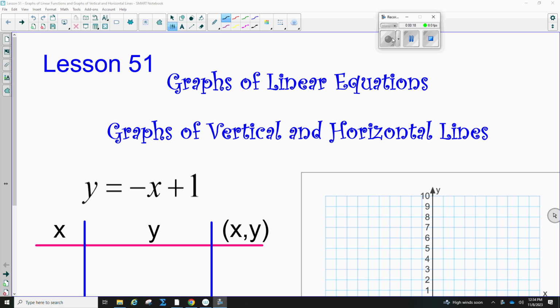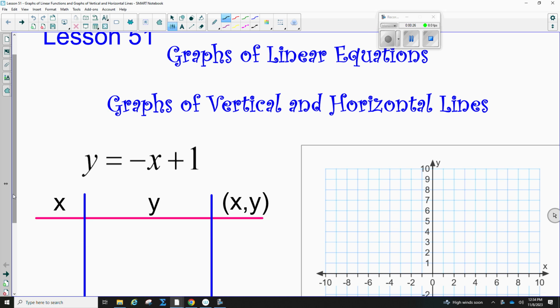All right, I think I'm just going to do one where we plot points because it's pretty easy, okay? So go ahead and write down y equals negative x plus 1. And if you want to do it just right next to that graph 1, that's fine, or if you want to do it on a separate piece of paper, that's fine too. All right, so I have y equals negative x plus 1.